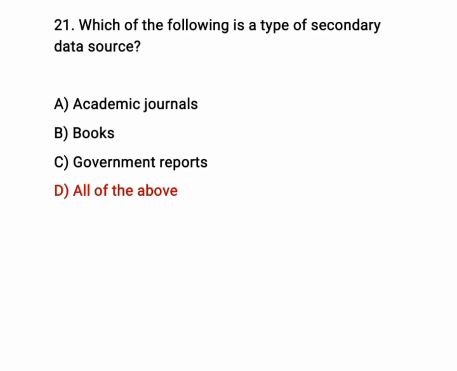Okay, question number 21. Which of the following is a type of secondary data source? The correct option is D, all of the above. It means academic journals, books, government report is a type of secondary data source.